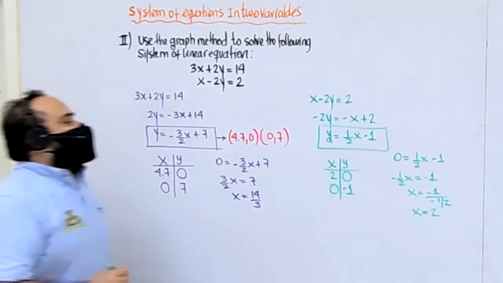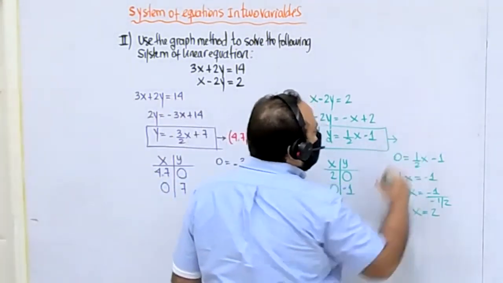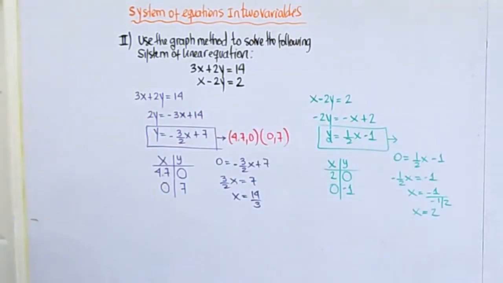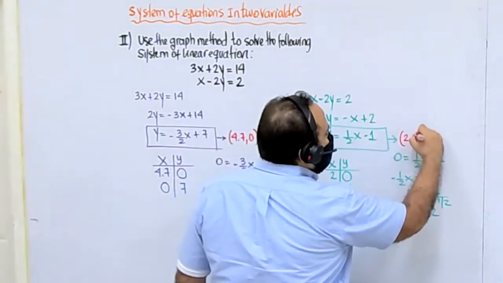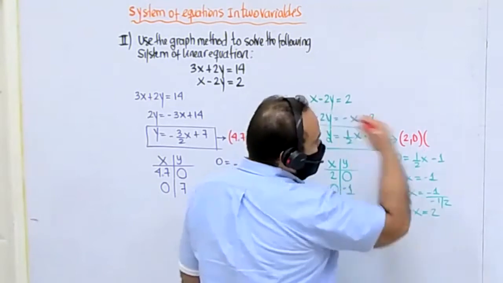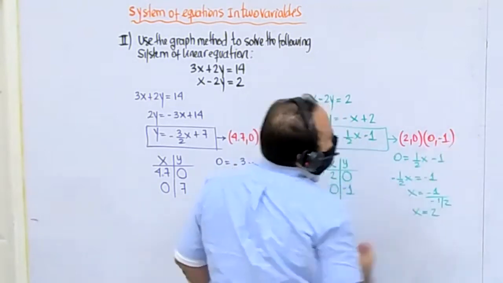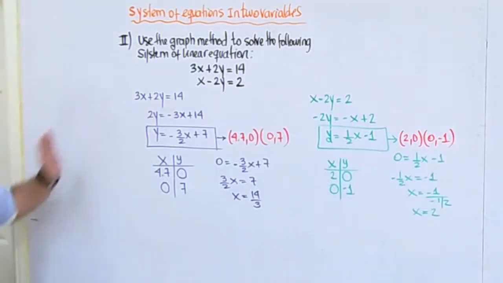And we can perfectly write these interception points as 2, 0, and another one will be 0 with negative 1. Okay? As you can see, same technique, same method: taking the first equation, solving for y, interception points. Taking the second equation, solving for y, interception points. What will be the next step? Obviously, create the coordinate plane and graph those interception points.